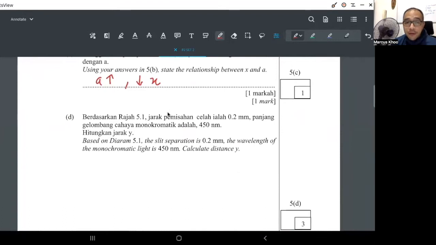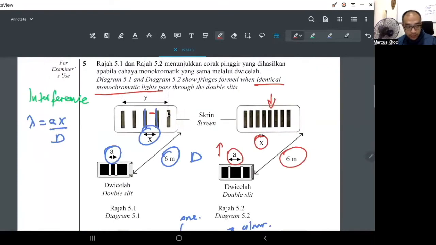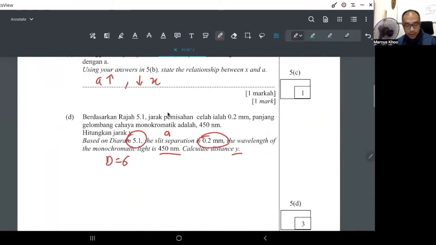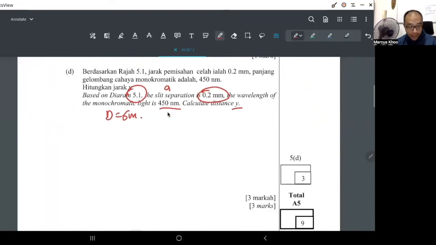All right. Based on diagram 5.1, the slit separation is 0.2 millimeters. Slit separation is A. The wavelength is 450 nanometers. Calculate the distance Y. We are looking at diagram 5.1, where D is 6 meters. Now, coming back to the formula again, it is lambda equals to AX over D. But look at the units. One is meter, one is nanometer, one is millimeter. So you will have to change this.